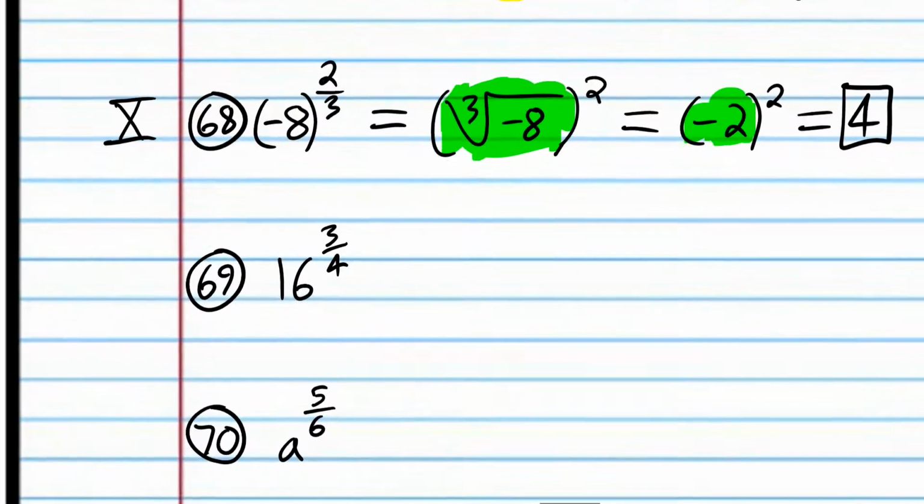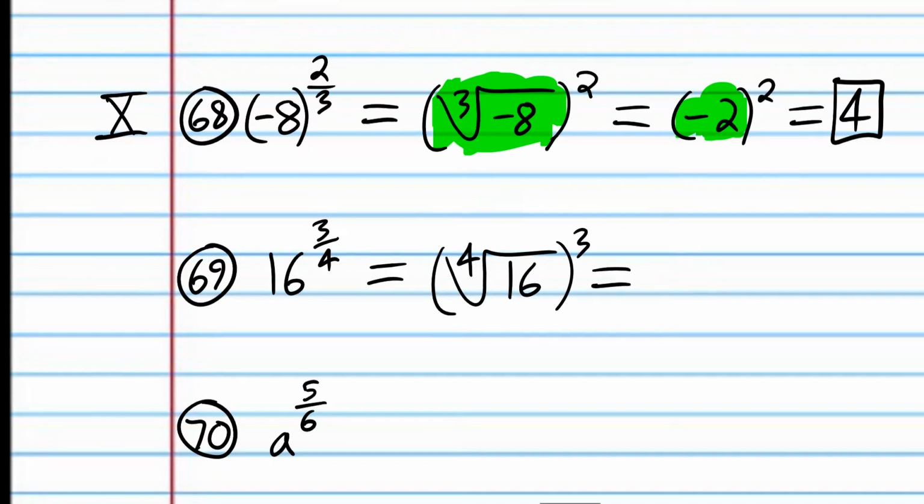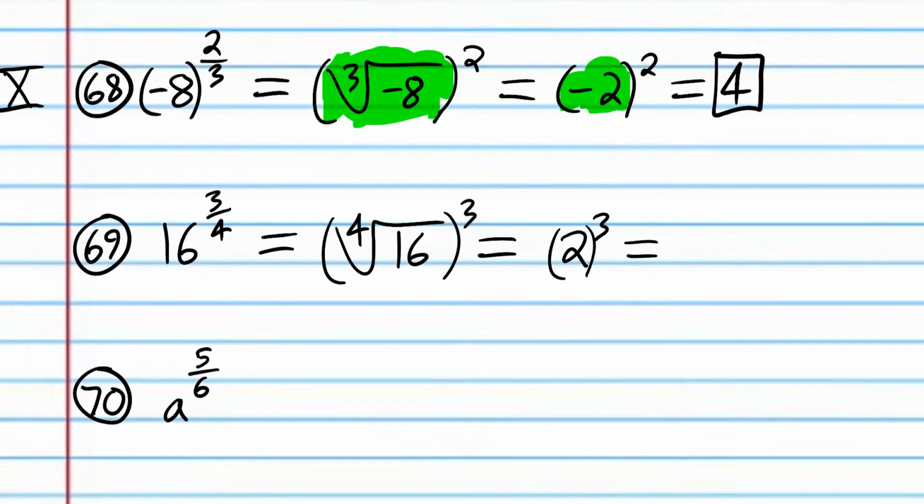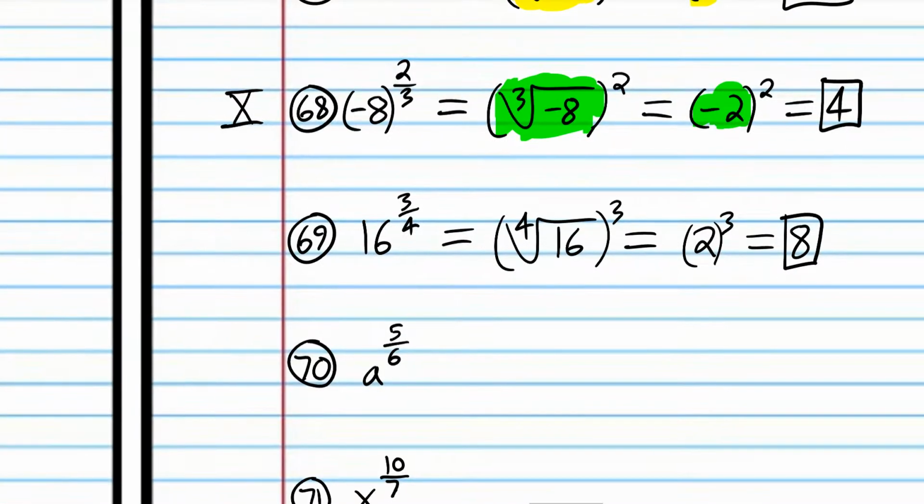All right, let's try another one of these. The denominator of the fraction power is 4, so it's going to be the 4th root. And then you raise all that to the 3rd power because the numerator of the fraction is 3. So the 4th root of 16 is 2. You don't really need parentheses, but I'm just going to write them. And then 2 to the 3rd power is 8. All right, so that is rule number 10.